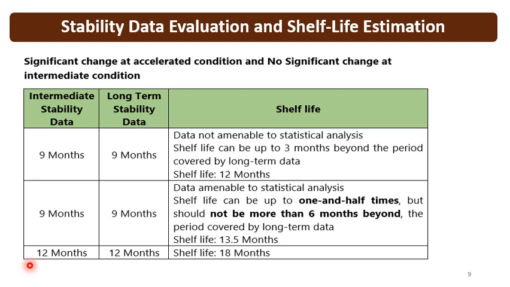So 9 months will become 13.5 months and 12 months will become 18 months. Here, 18 months covers both the criteria, like 12 months plus 6 months, it is becoming 18 months.